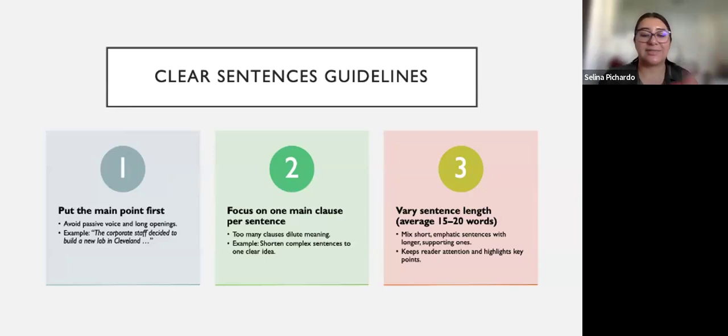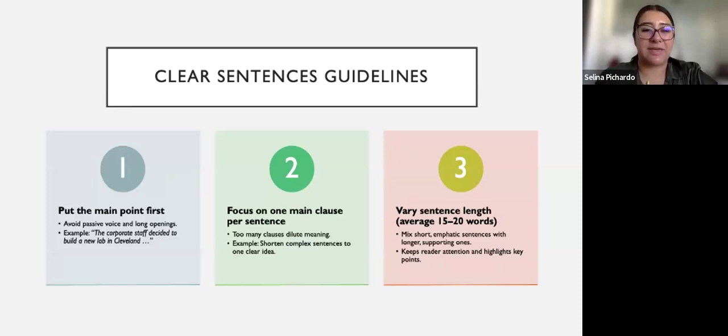But the original sentence is: after reviewing the growth of the Cleveland office, it was decided by the corporate staff that an additional lab should be constructed at the Cleveland location. That is way too much, way too wordy. All you simply have to say is the corporate staff decided to build a new lab in Cleveland. Done. Easy. You want to focus on one main clause per sentence. Too many clauses can confuse your reader. They don't know what the main point you're trying to make is. Stick to one main point within the sentence that you are building.